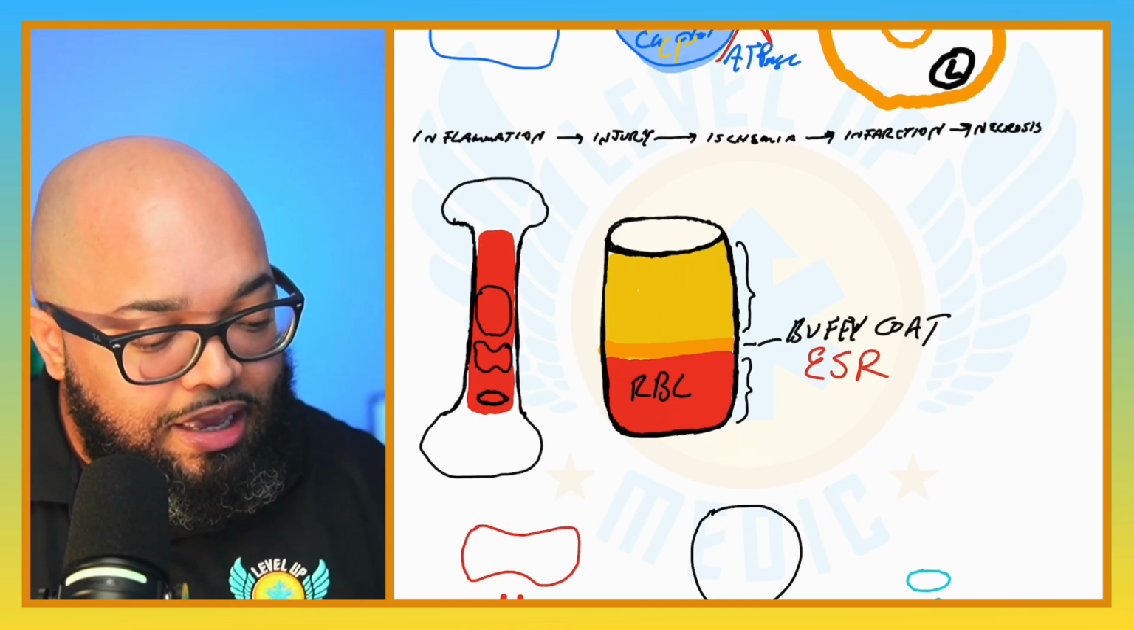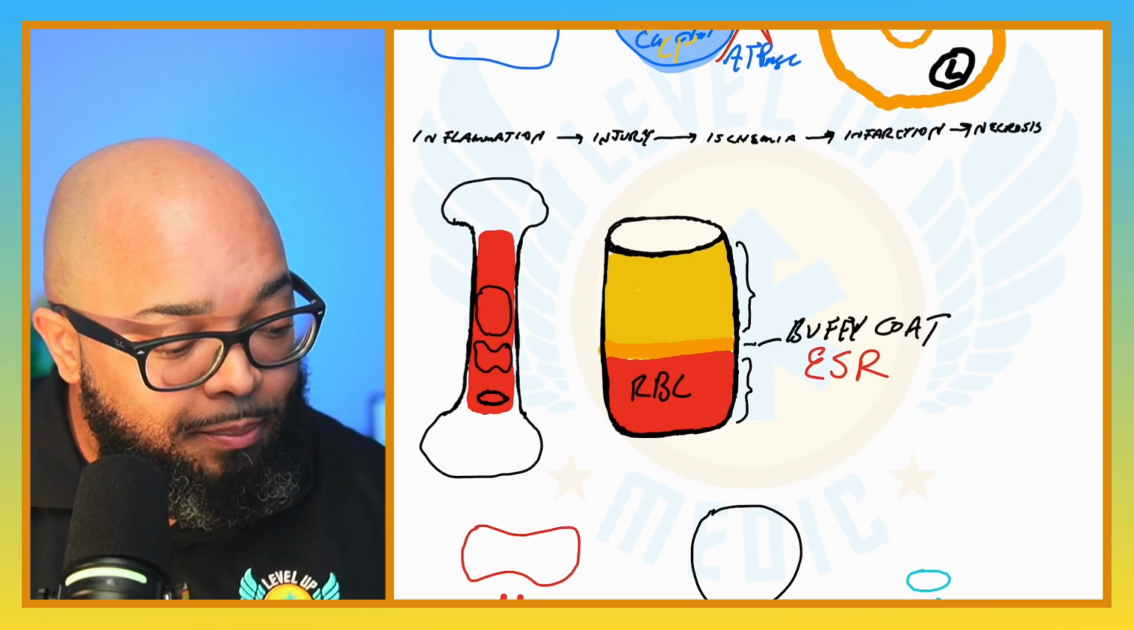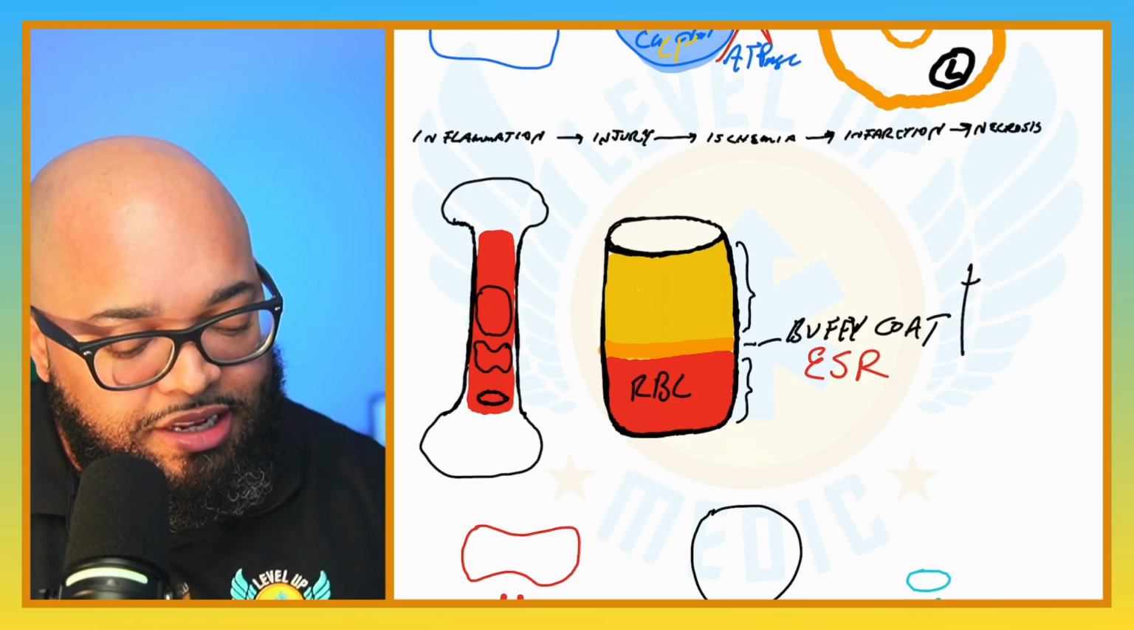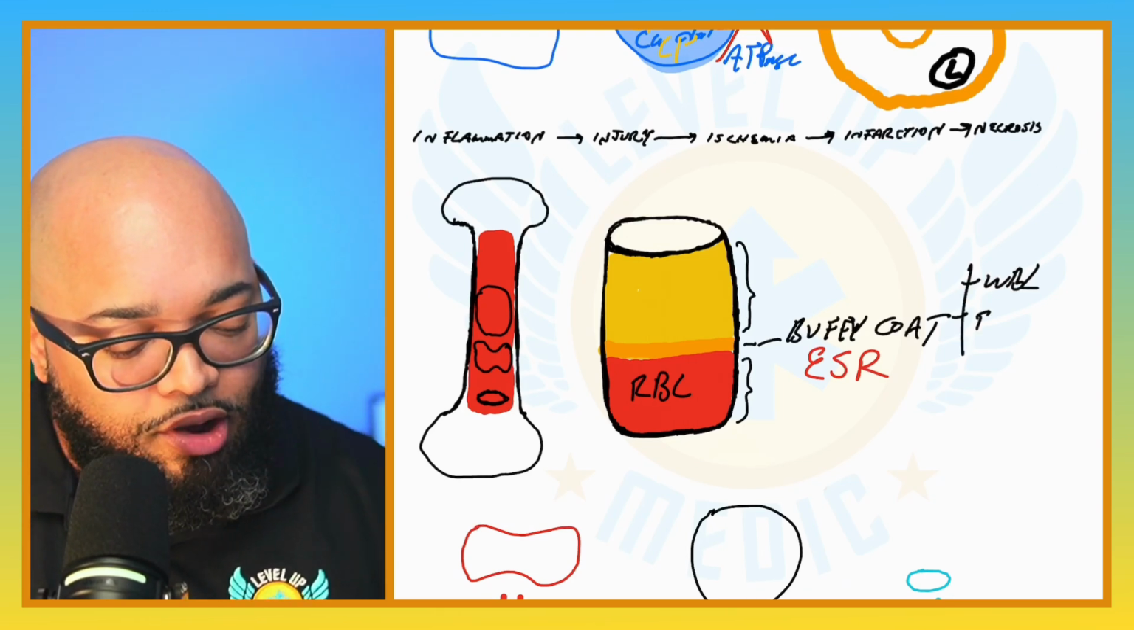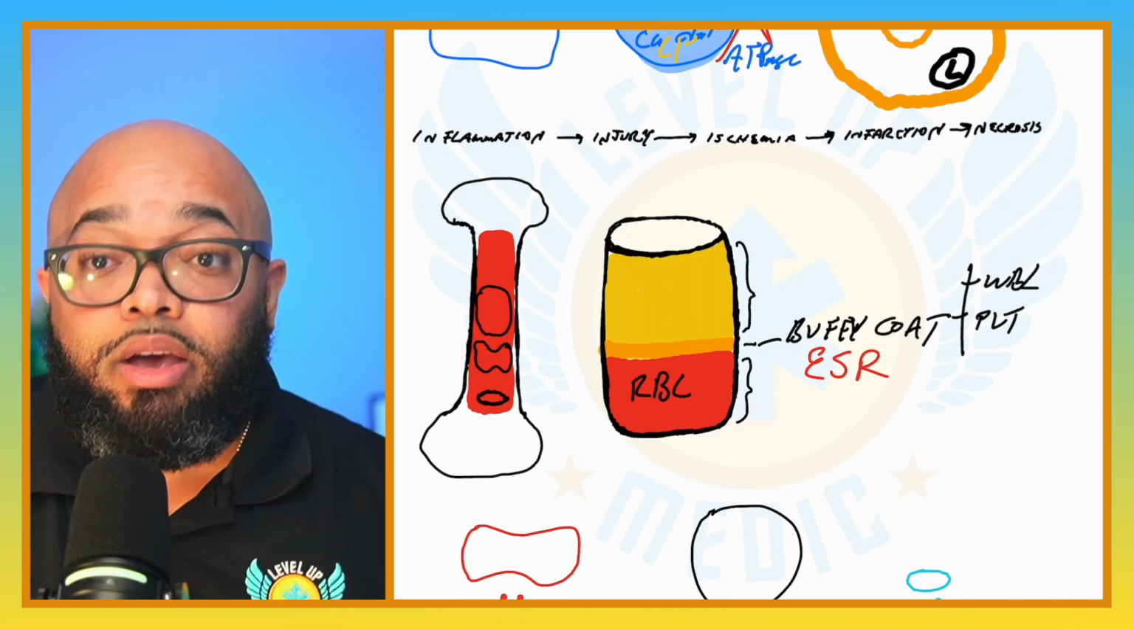Okay. Now, what is the buffy coat? Well, the buffy coat consists of, for instance, white blood cells, and it also consists of platelets. All right, what did I say? The buffy coat consists of what two things? White blood cells and platelets, okay?